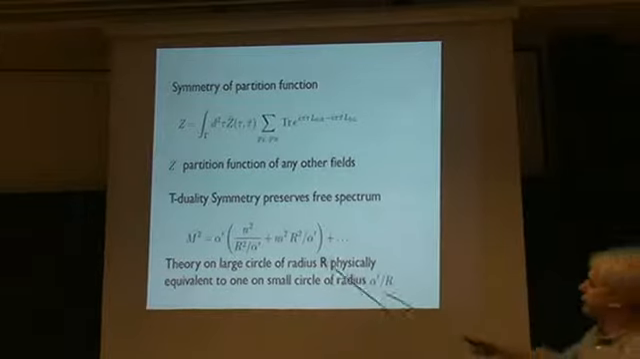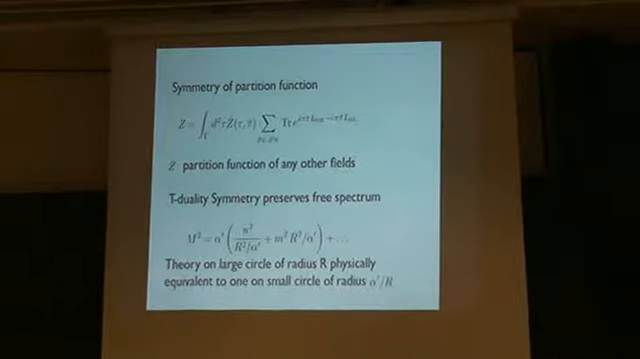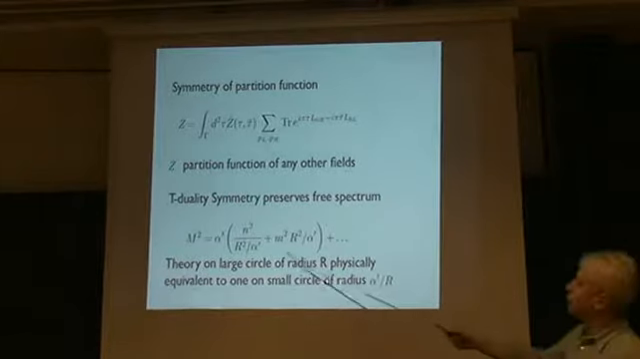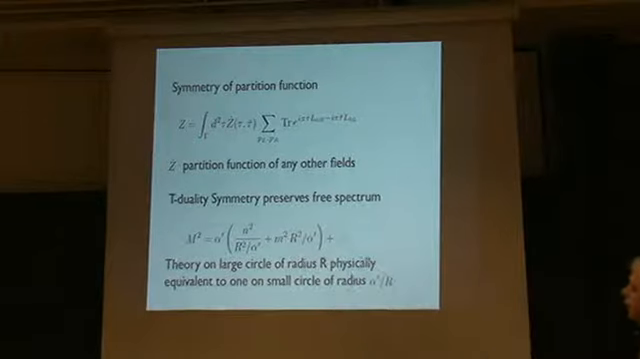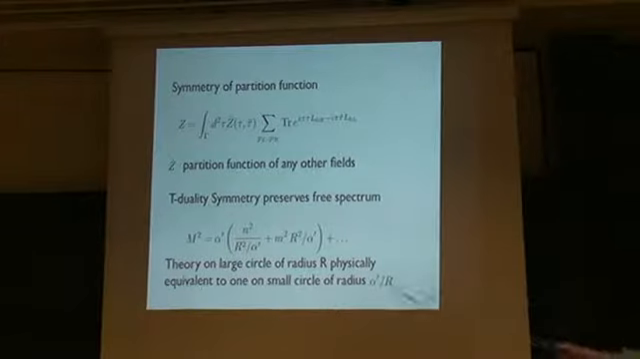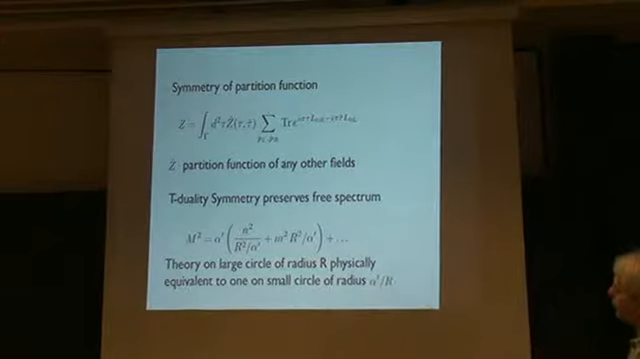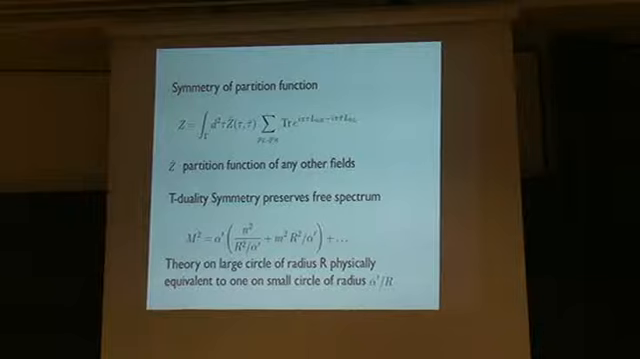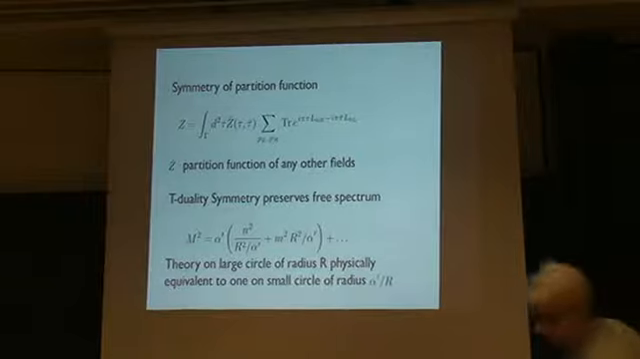So if R is large, it means that the momentum modes are light, and the winding modes are heavy. Whereas in the dual circle, it's the winding modes which are light, and the momentum modes which are heavy.